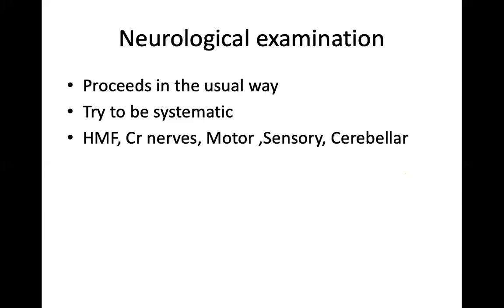Then the neurological examination again proceeds in the usual way. Try to be systematic, start from the higher mental function, though it may be completely normal, but don't directly jump to power 3/5, power 4/5. You have to be in a systematic way. Higher mental functions, patient is conscious, oriented, his mini mental state examination score is so and so, grossly normal.